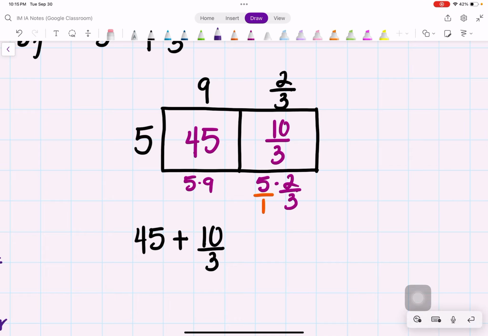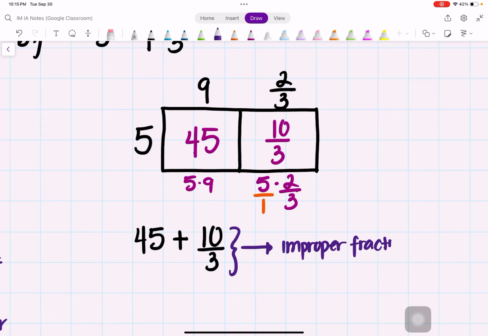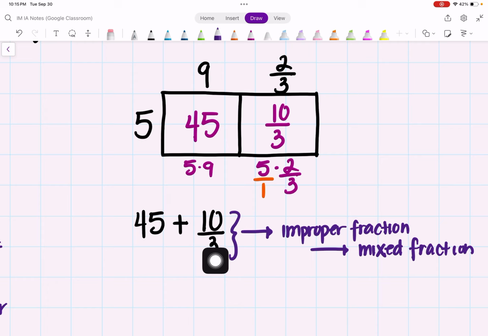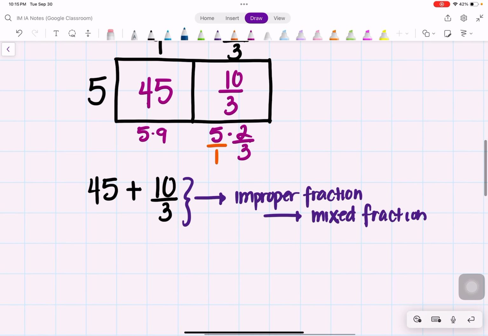Now, in this case, guys, once again, this part here is an improper fraction. All right, improper fraction. So we want to convert that improper fraction to a mixed fraction, right? And how we do that is we check how many times the denominator can go into the numerator and then go from there. So I'm going to do that. I have 3 going into 10, and 3 can go into 10 3 times, guys.